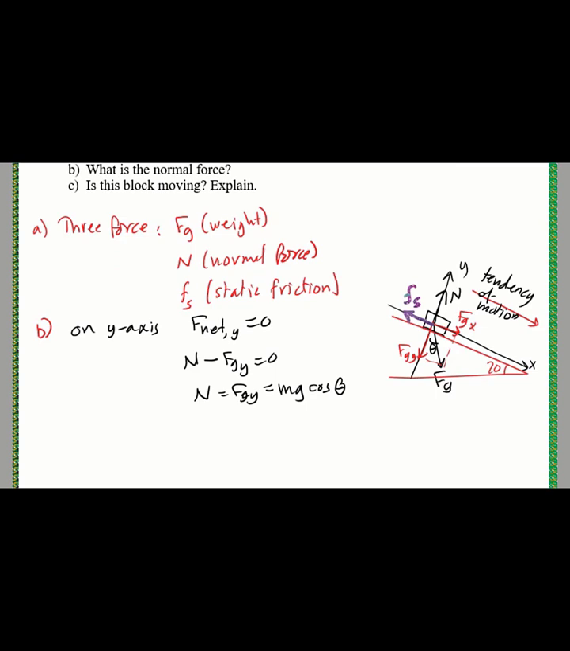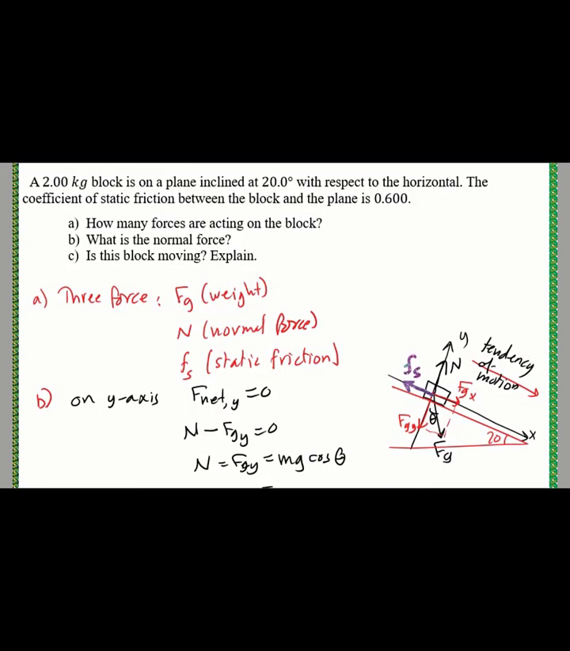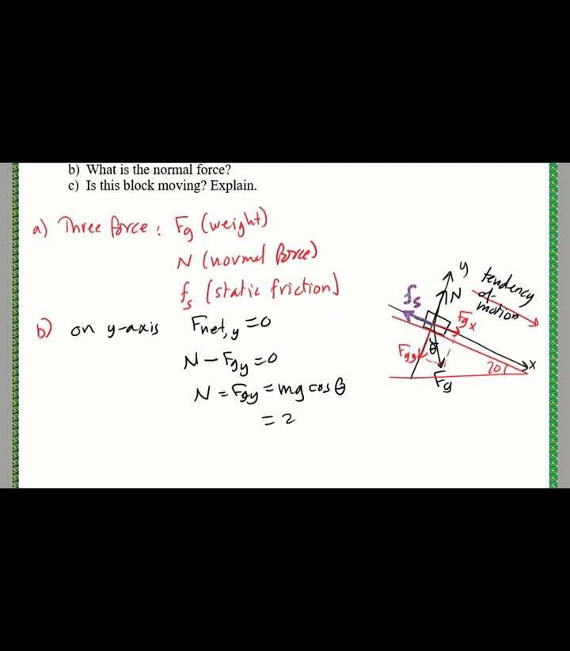Now put your numbers. m g 9.8, cosine the angle 20. So it is 15.4.